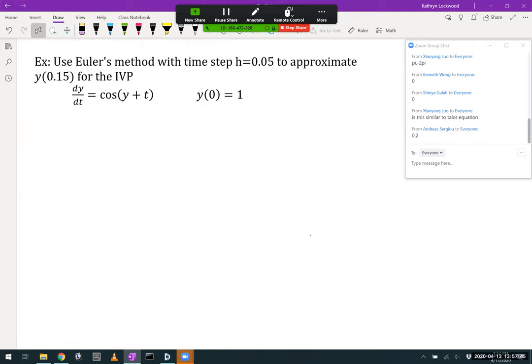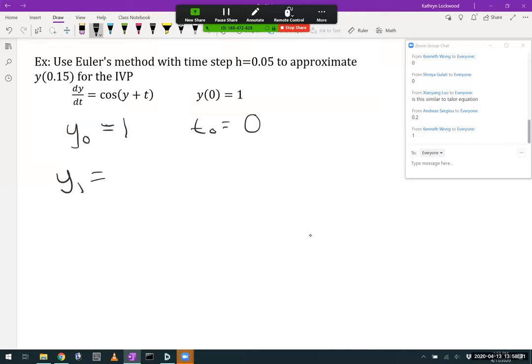Let's do a second example where I change up the time step and the differential equation. And this time I just want a specific value, y of 0.15. So I just have to go until I reach that value. Let's start off, what is my initial y value? Yeah, it's 1. The initial condition says y of 0 is equal to 1. So y naught is 1 and t naught is 0. That's where we're going to start it off.